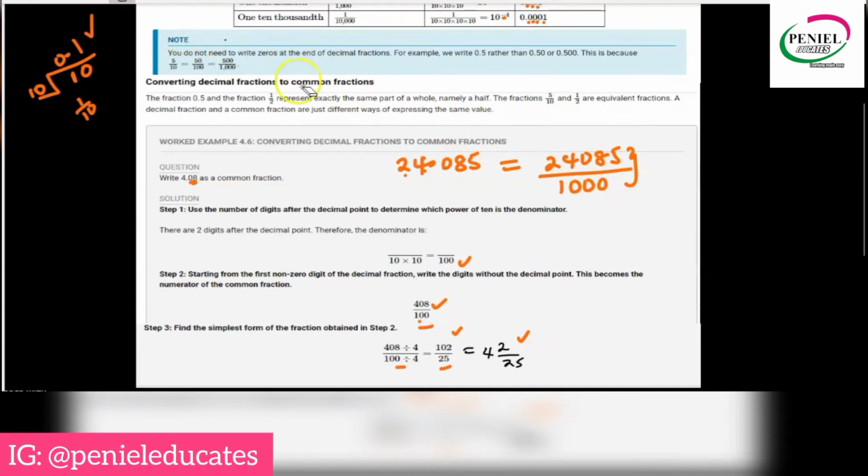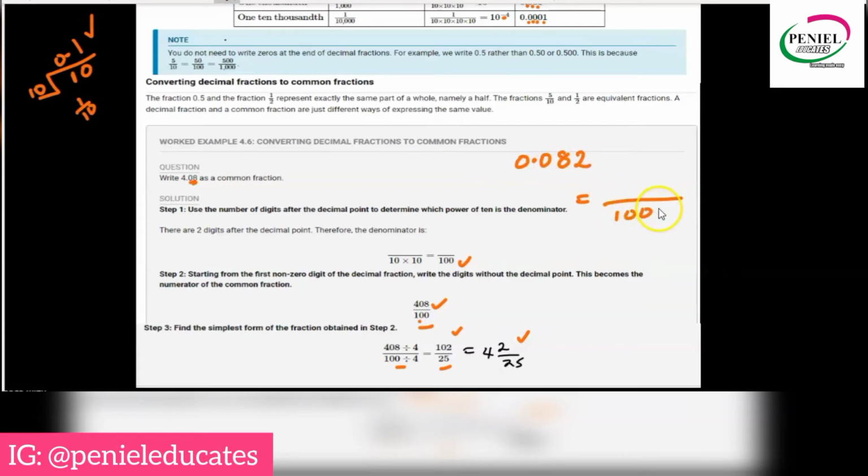Now imagine we're given another one. Let me say 0.082. Okay, and now how do we do that? We know that how many digits are after 0? We have 1, 2, 3. So we're going to have 1, 2, 3 here.